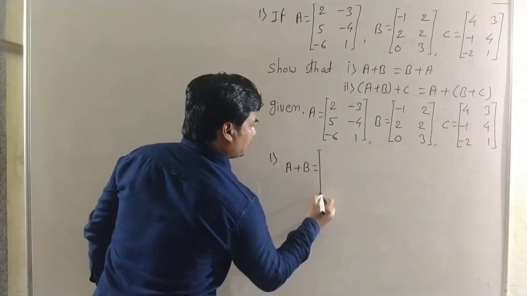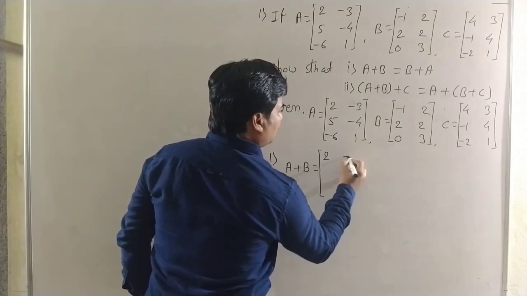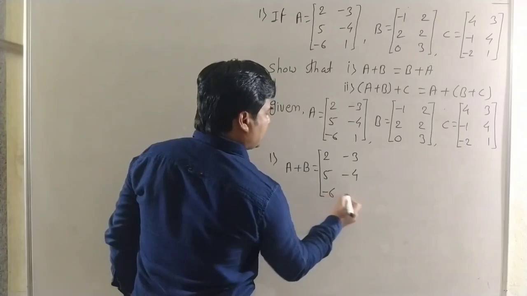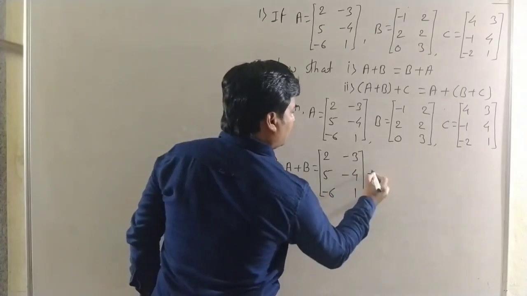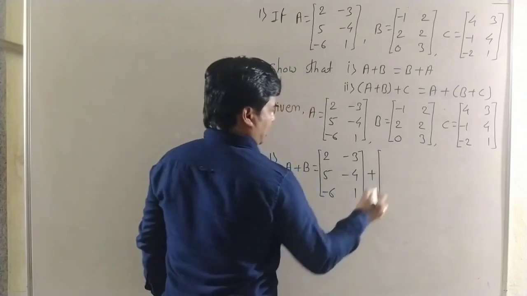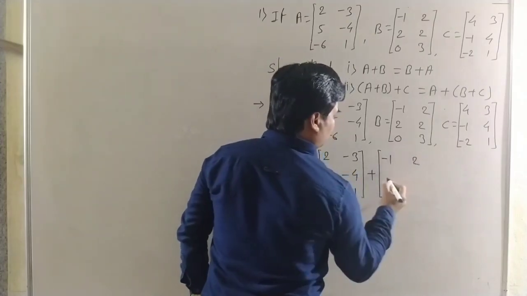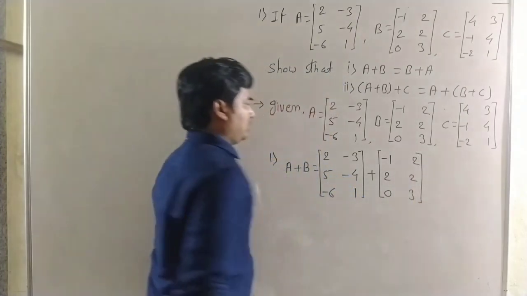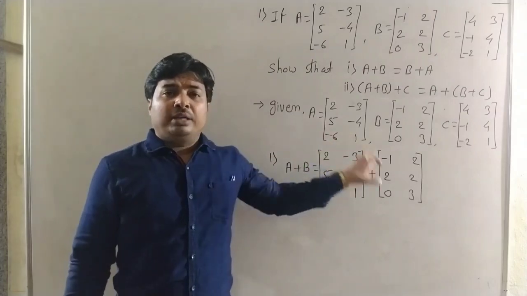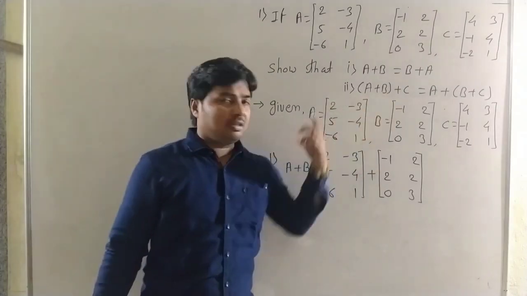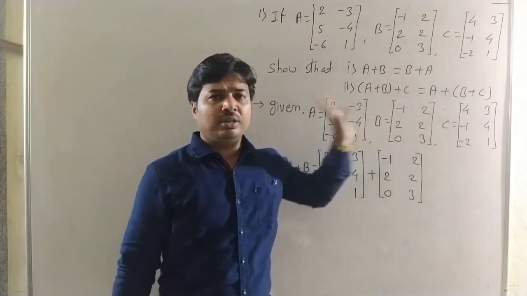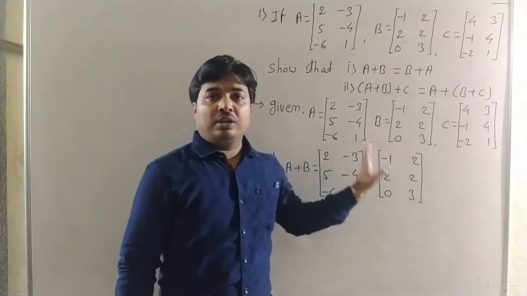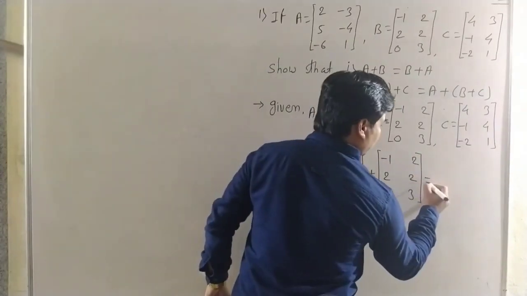A plus B. Here A is 2 minus 3, 5 minus 4, minus 6 1, plus B, which is minus 1 2, 2 2, 0 3. Now see carefully. Addition of two matrices exists if the order of the matrices is the same. Here 3 by 2, 3 by 2. Now for the addition, add the corresponding elements.